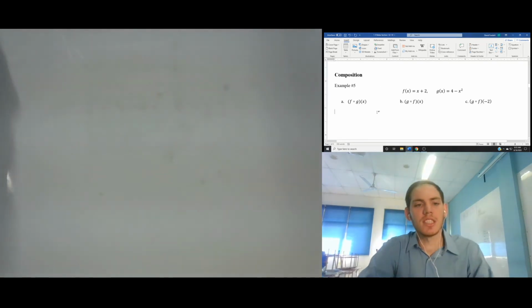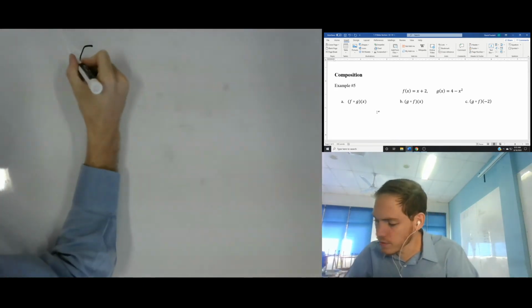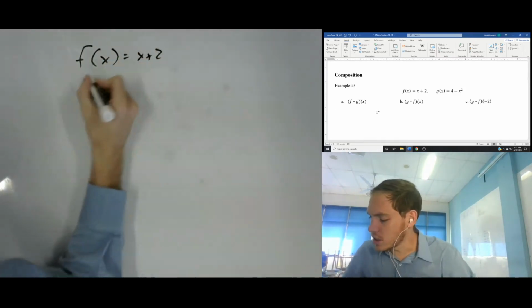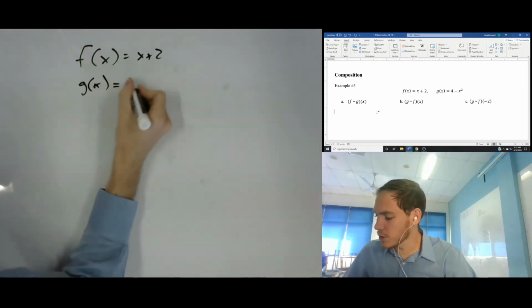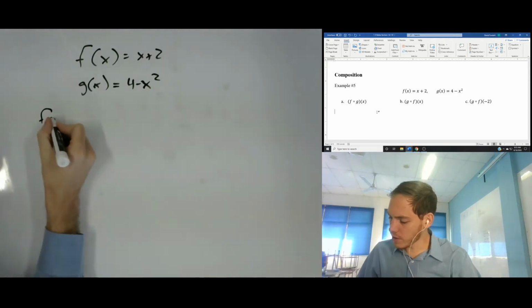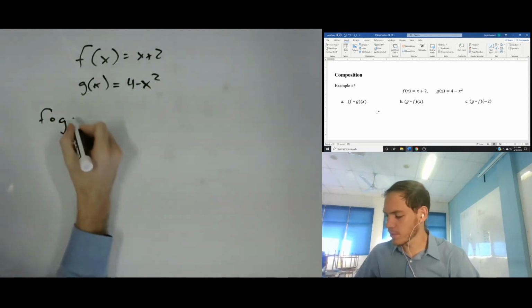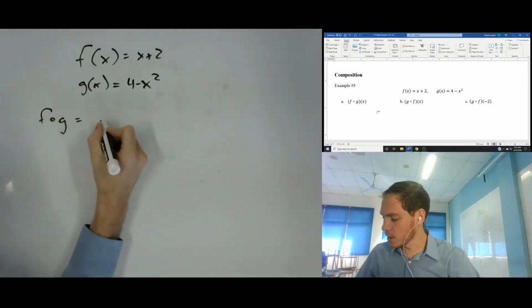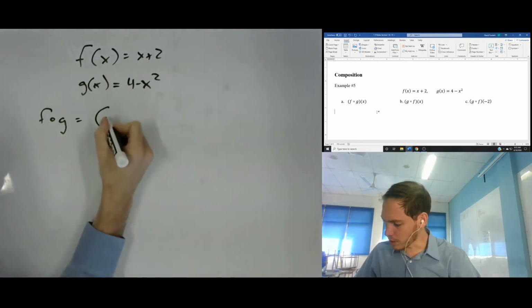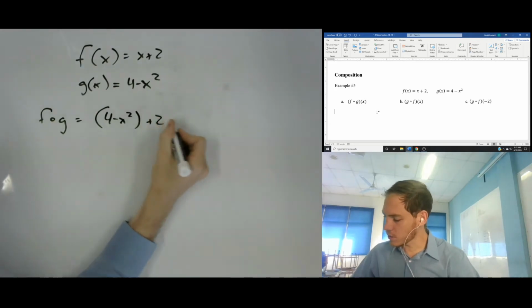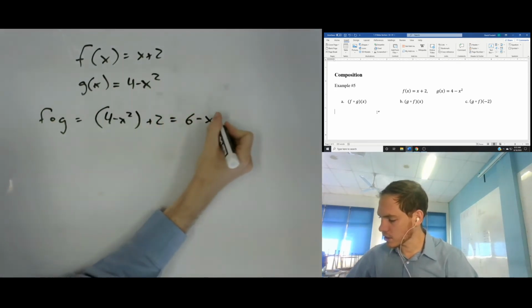Let's make some compositions: f of g of x. We have f of x equals x plus 2 and g of x equals 4 minus x squared. So f of g, I always used to think this was fog when I was growing up. We plug in 4 minus x squared for the x in x plus 2. So this becomes 6 minus x squared.